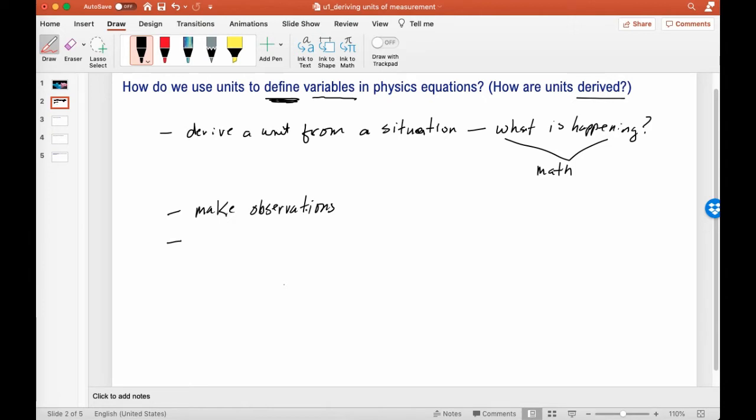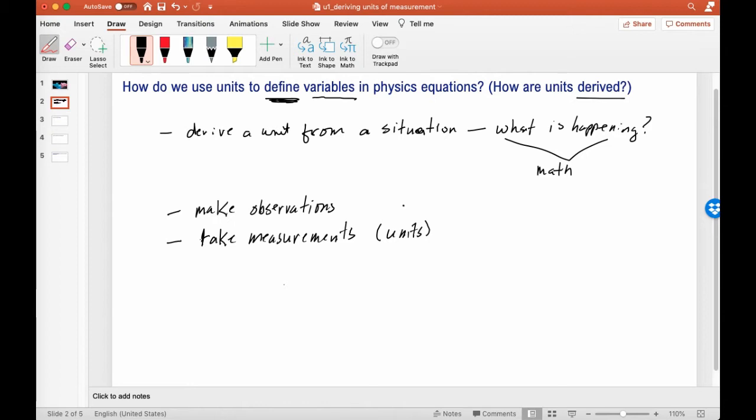So, what you see happening, remember, this is all qualitative stuff, and we're going to take that qualitative observation, and we're going to take measurements, right? And by taking these measurements, this gives us units, right? And then from our qualitative observations that we make, we begin to sort of piece together a process.